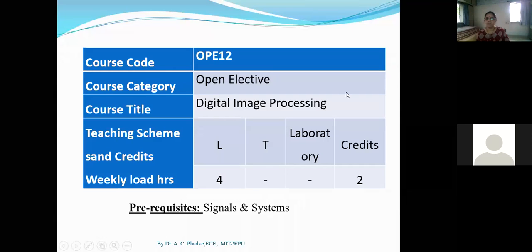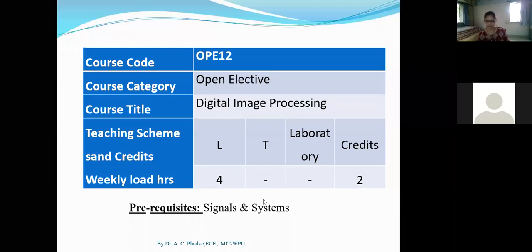As this is an open elective subject, there is no laboratory for this course, so no credits for laboratory. There will be 4 lectures every week and there are 2 credits for this theory of digital image processing. The prerequisite for this subject is signals and systems. Have you studied signals and systems and digital signal processing in previous semesters? Okay, good.